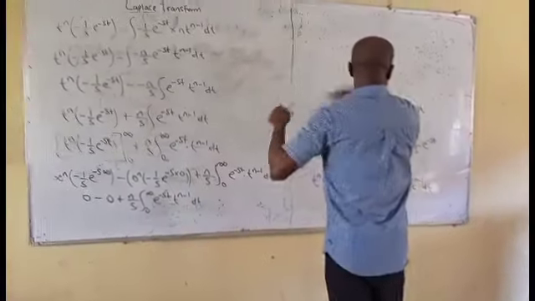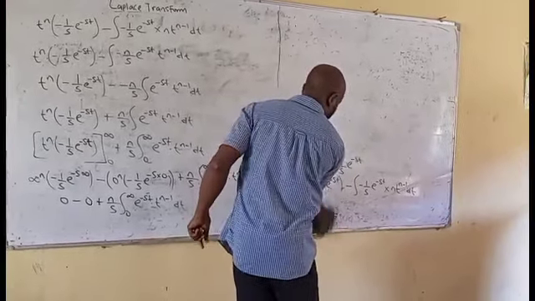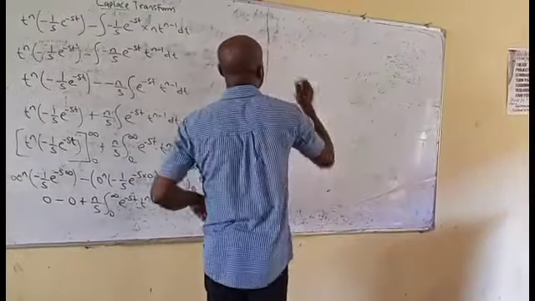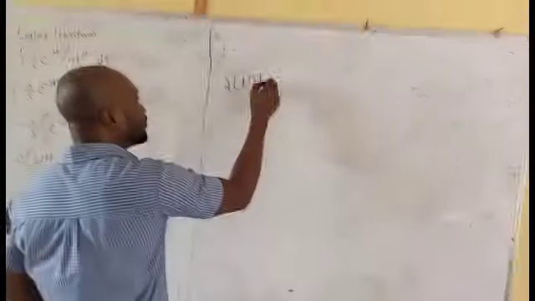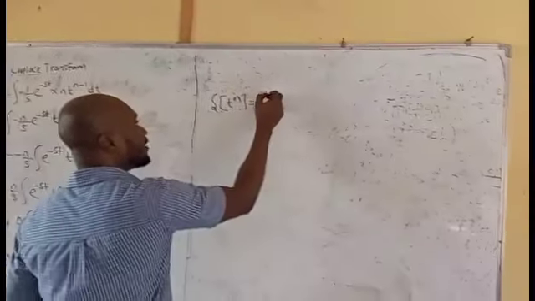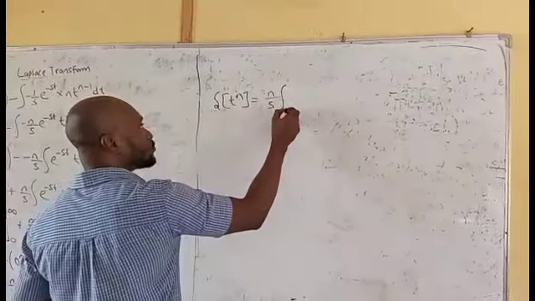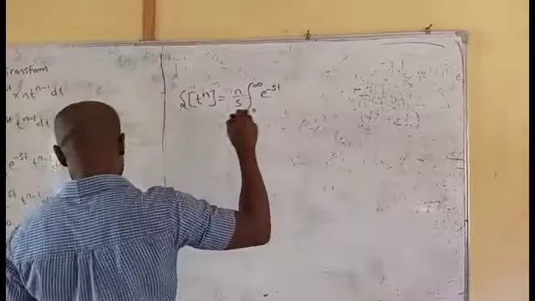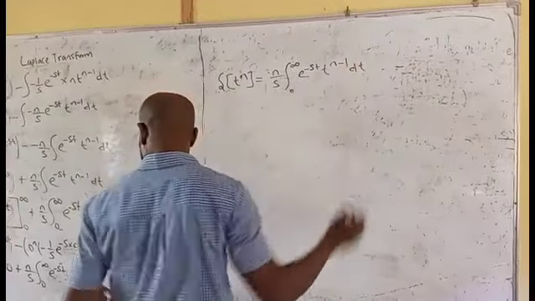So finally, the Laplace transform of t raised to the power of n will give you n over s, times the integral from 0 to infinity of e to the power of minus st times t raised to the power of n minus 1 dt.